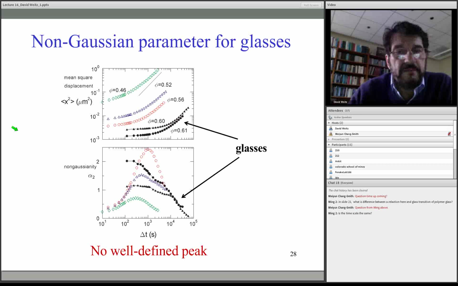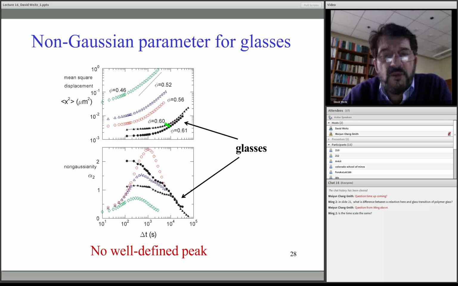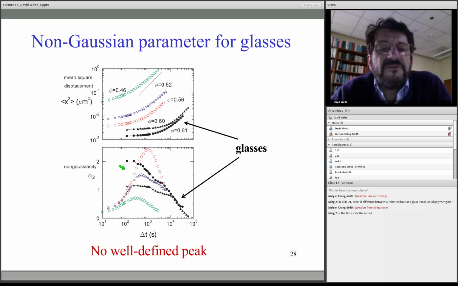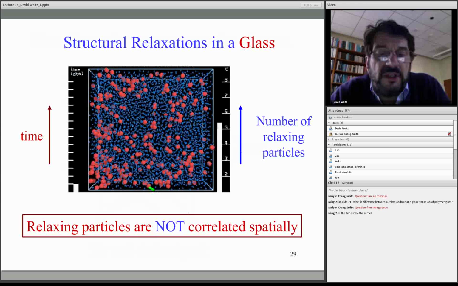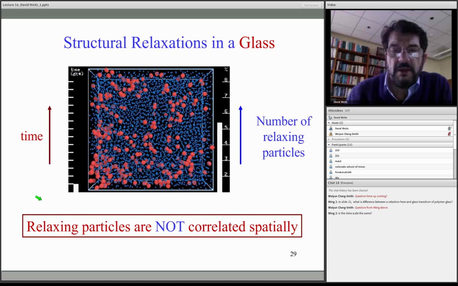So if we go back to the non-Gaussian parameter and now go to even higher volume fractions, here before we looked up to about 56, at volume fractions of 60 and 61, now you no longer really see a well-defined peak in the non-Gaussian parameter, and in fact you see that there's virtually no relaxation anymore in the particles. There's some, and you can define that by saying, well, let me look at the, say, 5 or a couple % of the particles that move the most, but let's plot where they are. And so could you please play this movie, Mayun?